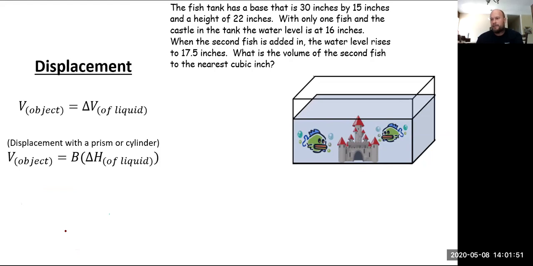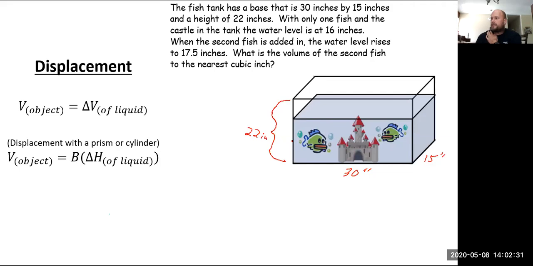So in this example, we have ourselves a fish tank, and you'll see in this fish tank I got these two fish in this castle. Let's go ahead and read the problem. It says the fish tank has a base that is 30 inches by 15 inches. Let me write down the important information here. This is 30 by 15, again in inches, and a height of 22 inches. So this entire height is 22 inches.